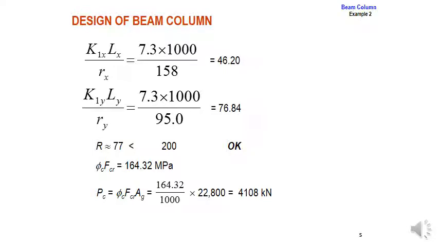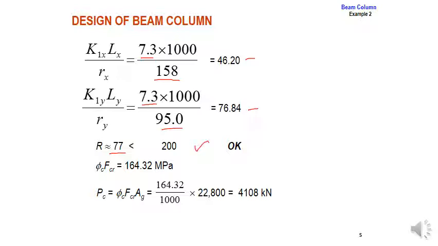So you have K1x into Lx 7.3 and you have rx 158. And K1y, Ly is 7.3, same, and ry is 95. So you can get the r value; the slenderness ratio comes out to be maximum out of these two. So it will be 77, which is less than 200, so your check is satisfied.